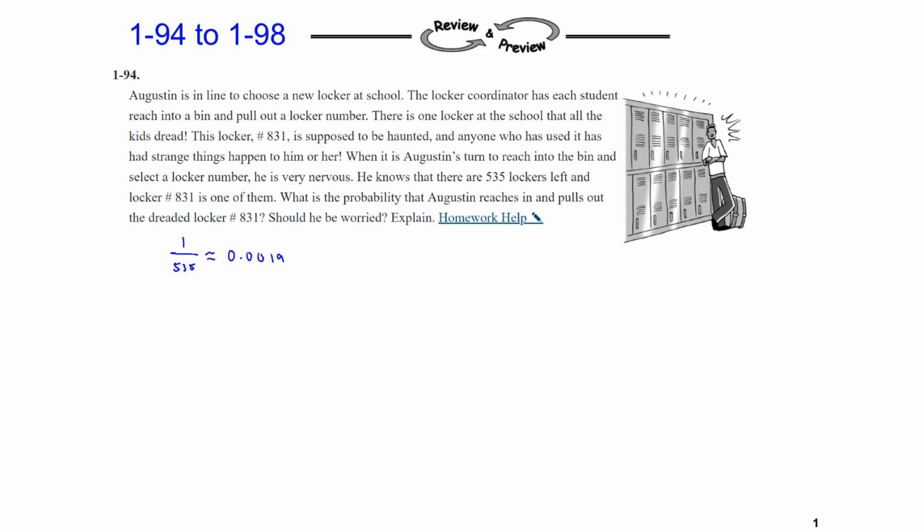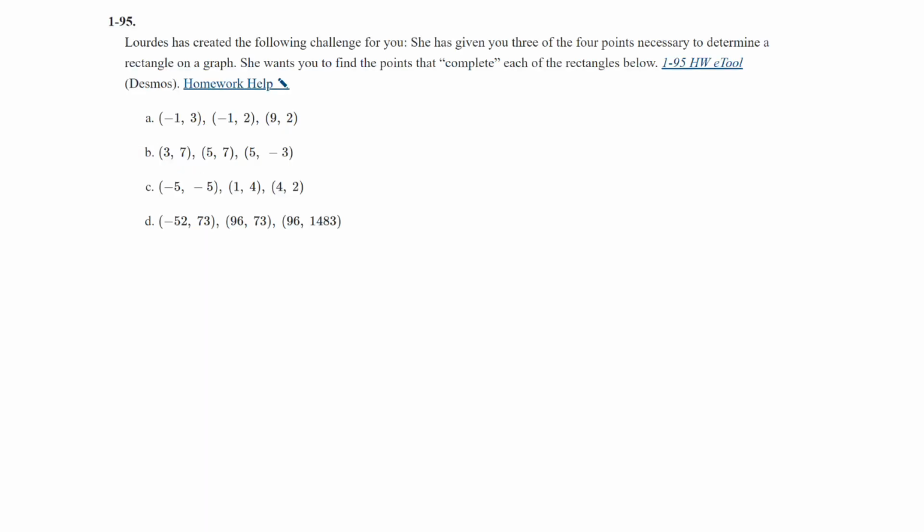So should he be worried? No, the probability is very small. I said no, he should not be worried because he has less than 0.2%. I said 1%, but he actually has even less than that. So very unlikely that he'll pick that locker.